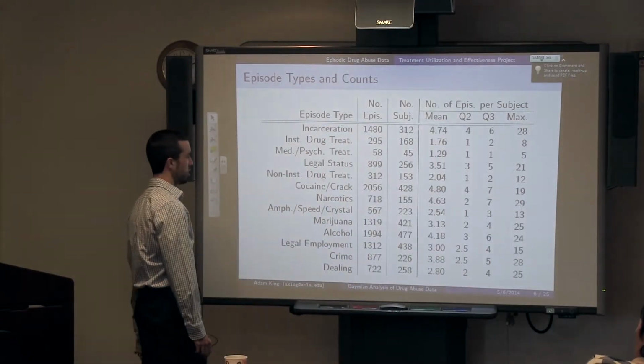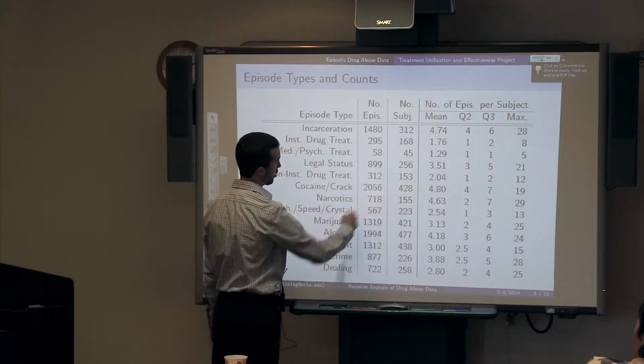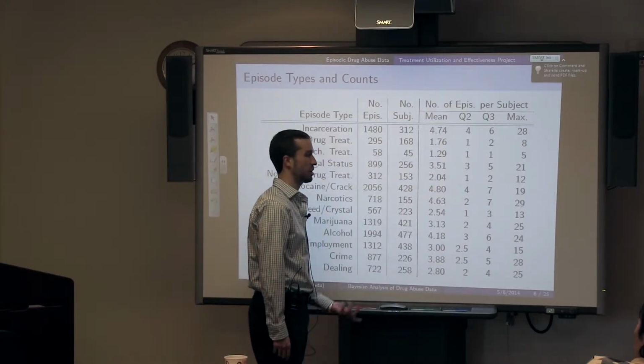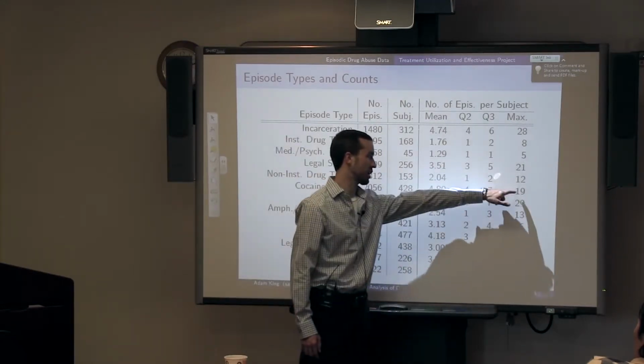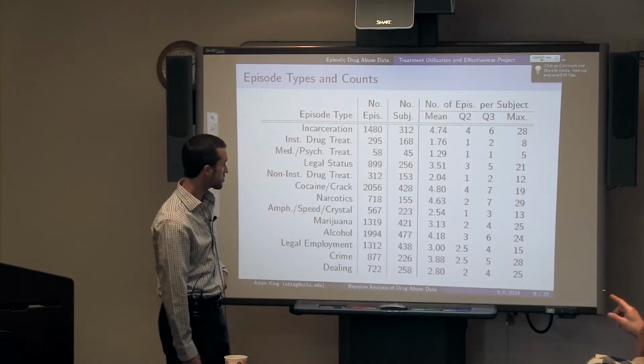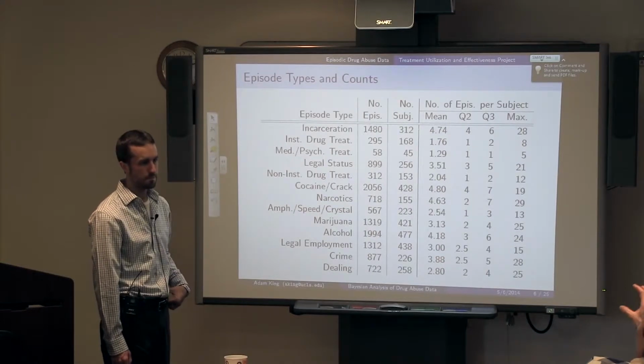We'll also be looking at crack cocaine today. So we had 2,000 episodes of cocaine use from about 400 subjects. And again, we ended up with about 5 episodes of cocaine use per subject, although one subject actually had 19 episodes of cocaine use. So for each of these behavior types, you have the mean number of episodes.